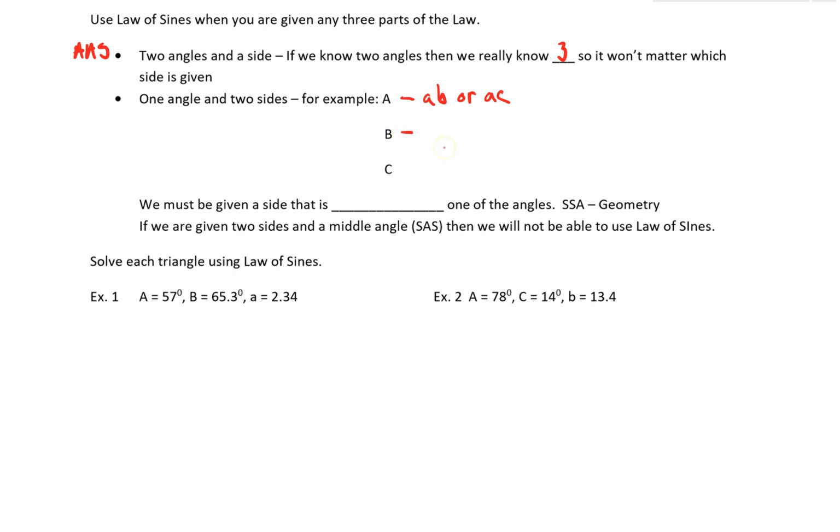For angle B, we would need AB or BC, because we need the side that is opposite of the angle. And then for the last one here, it would be AC or BC. Those would be the sides. So here they're saying we must be given a side that is opposite one of the angles. This is what is known as SSA in geometry.